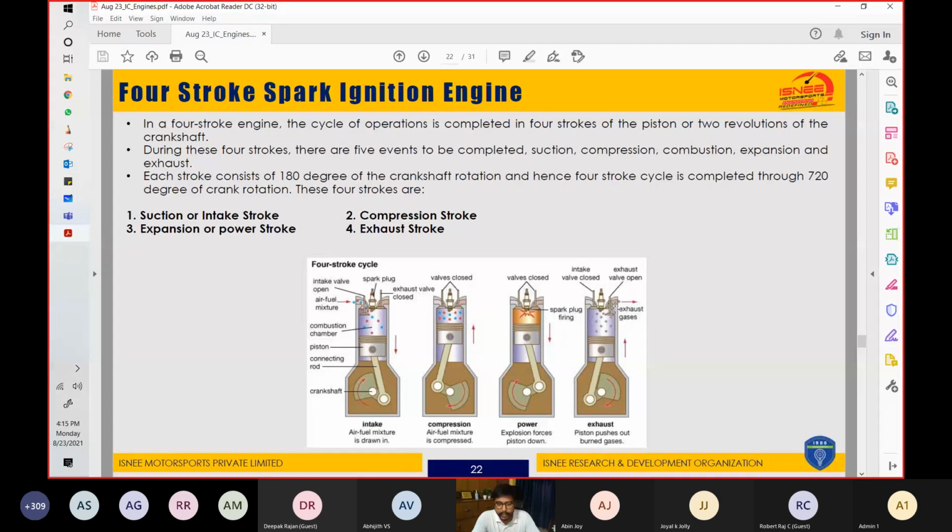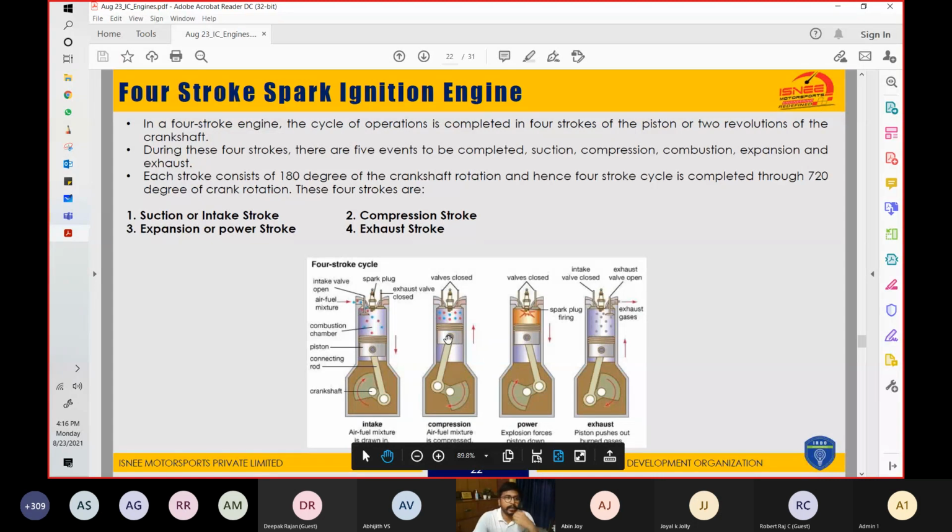All right. So these are the four strokes. First of all, the suction or intake will happen, and then compression will happen, and then this power stroke will happen, and then this exhaust stroke will happen. So these are four strokes, and in these four strokes, the piston moves twice up and down, or the crankshaft has to rotate 720 degrees, and the revolutions that the crankshaft is making are 2.